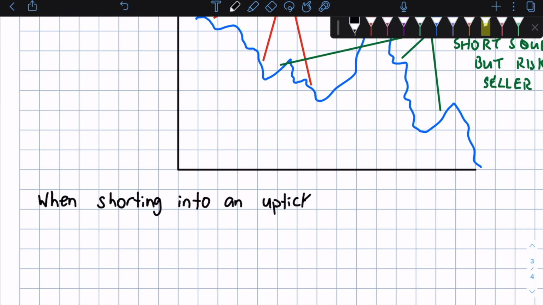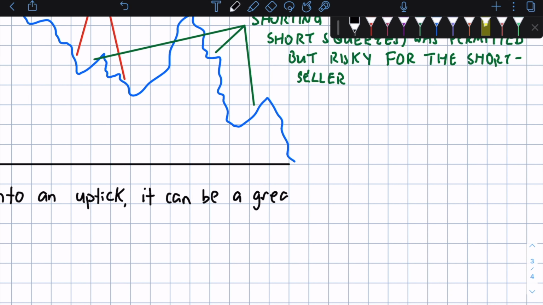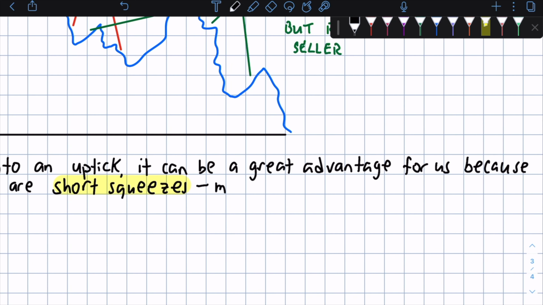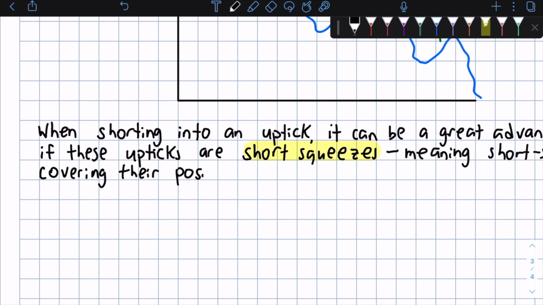So you can see the price was moving upward, and you didn't know if it was going to turn around or not. When shorting into an uptick, it can be a great advantage for us, because if these upticks are short squeezed, meaning that short sellers are panic covering their positions.